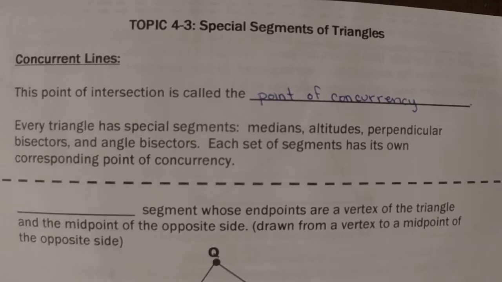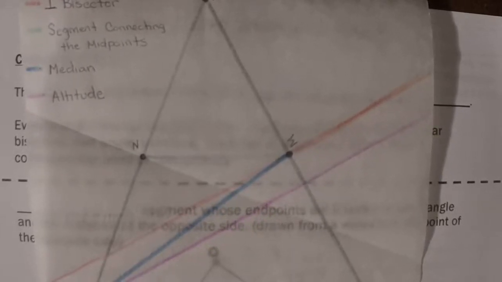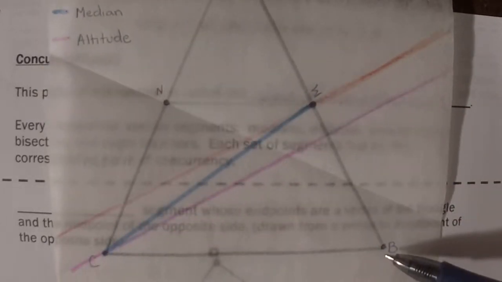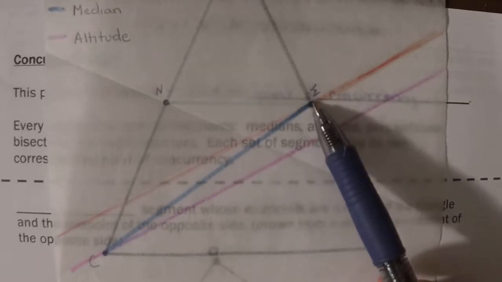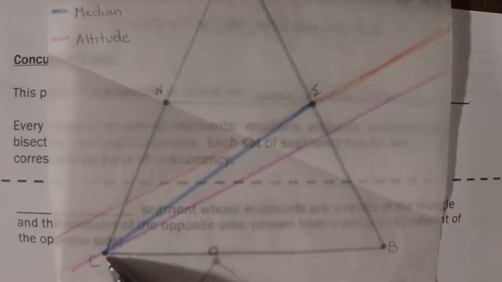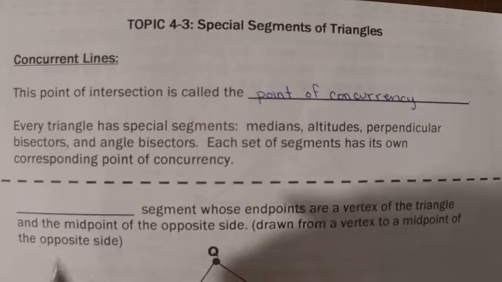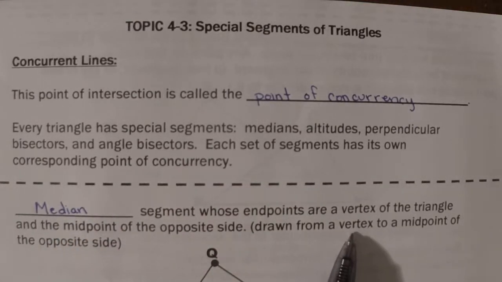So if you go back to your lab, here's the triangle that we're looking at. It's supposed to be drawn from a vertex. Well, I don't have anything drawn from A. I don't really have anything drawn from B, but I've got two lines that are drawn from C, the altitude here and the median. Well, it says it's supposed to go from the vertex to the midpoint. So that would be this blue line right here, and it's called the median. So the median is the segment that starts from the vertex to a midpoint of the opposite side.